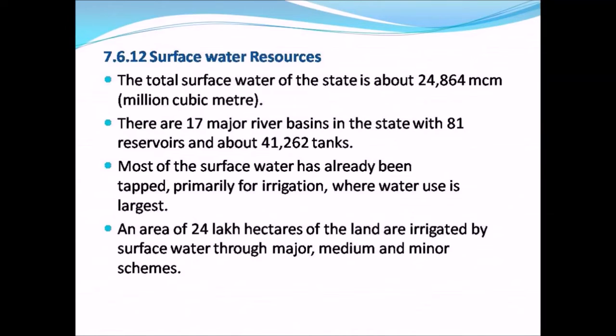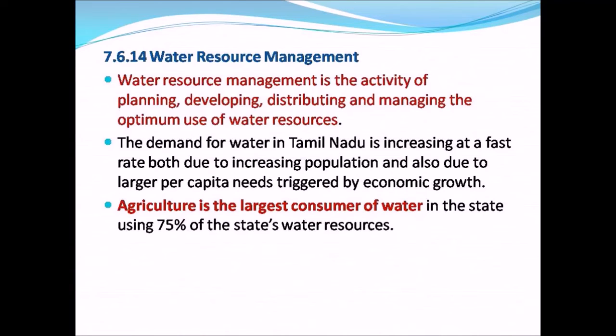From this, most of the surface water has already been used for irrigation purpose, that is in agriculture, where the water use is largest. An area of about 24 lakh hectares of land are irrigated by surface water through major, medium and minor schemes. Water resource management. Water resource management is the activity of planning, developing, distributing and managing the optimum use of water resource.